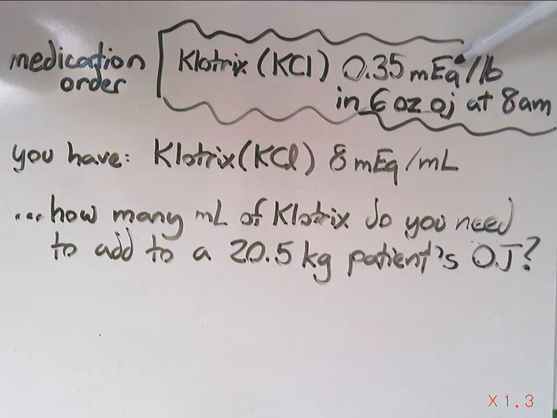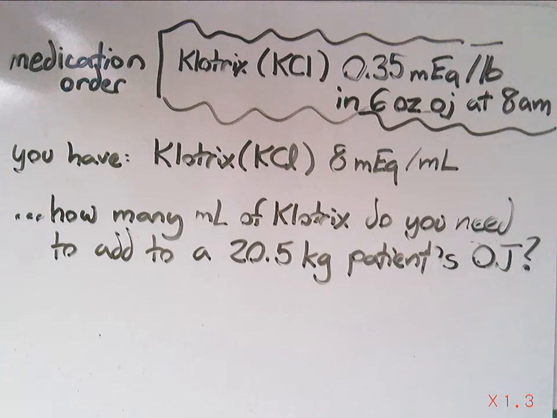You don't know, and you don't need to know. All you need to know is that it is a unit for an amount of this drug. So it's telling you in this dose how much drug, there's the drug units, per pound of body weight for the patient. And you're supposed to put it in 6 ounces of OJ, as in orange juice, at 8 a.m. All right, so that's your order.